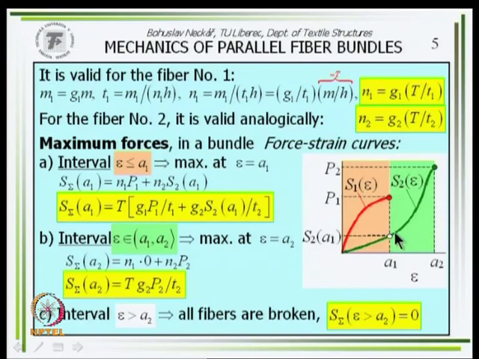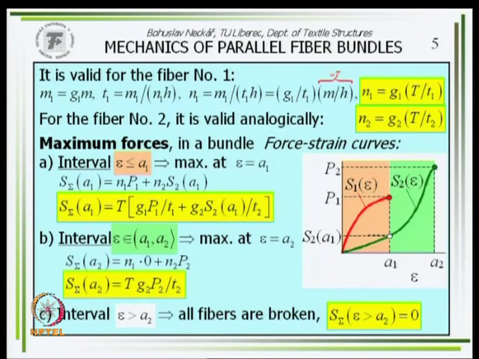On the red, on the green function, we have one white point, this here, which will be important. Which point is it? The green fiber in this moment has the strain epsilon equal A1, which is the breaking strain of the red fiber. But for the green fiber, it is not the breaking strain. It's only some general strain. And in this moment, the green fiber has some force S2, because S2 holds this green function, in the point epsilon equal A1, S2 A1.